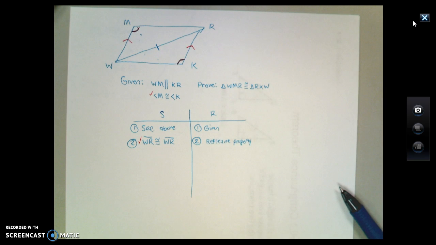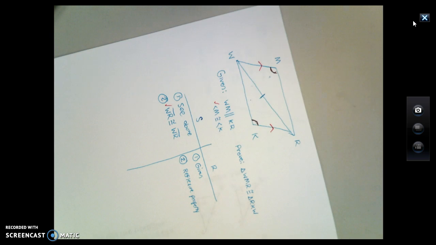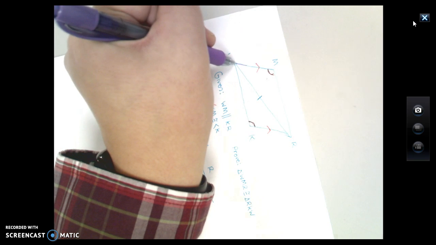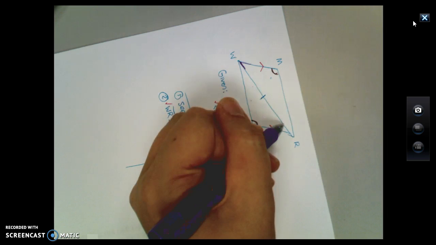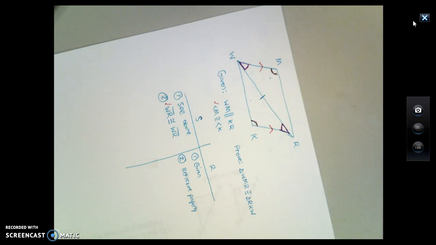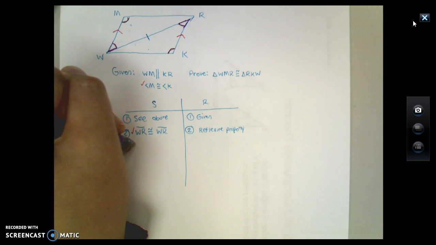The only given that I've not addressed yet is the fact that WM and KR are parallel. And if you're having trouble seeing this, as I told you in the last chapter, turn your parallel lines so that they are horizontal. Because now what you hopefully see is, here's my parallel line, here's my transversal. Here's my transversal, here's my other parallel line. Ladies and gentlemen, what we're looking at right here is a pair of alternate interior angles. And so angle MWR and angle WRK would be just that. And so that's what we're going to need to state here.